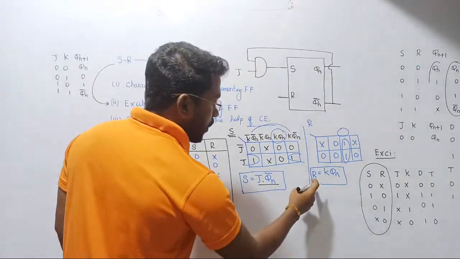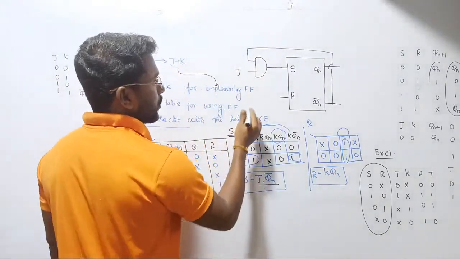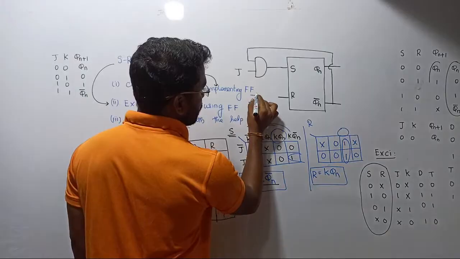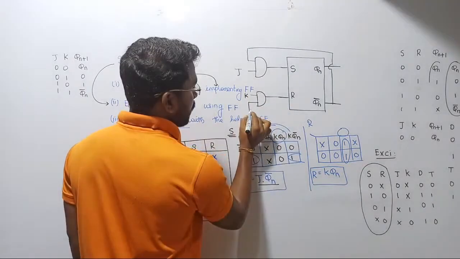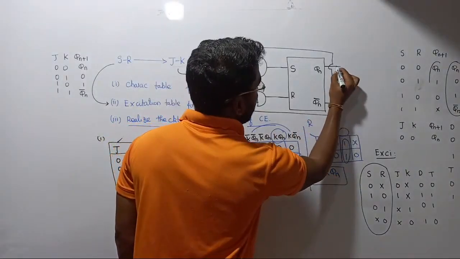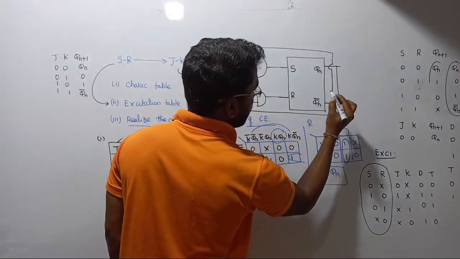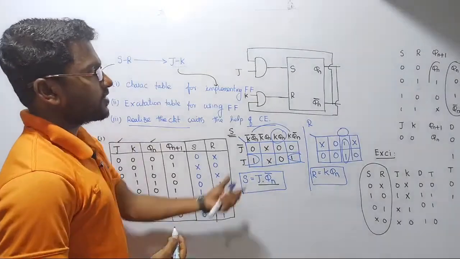So let's continue. R is going to be K dot Qn, right? So K we have to give as the input, right? So let us consider. Here I am going to give K, whereas Qn is where? We will have to take one more line from here. This is going to be Qn. So this is the equivalent circuit.